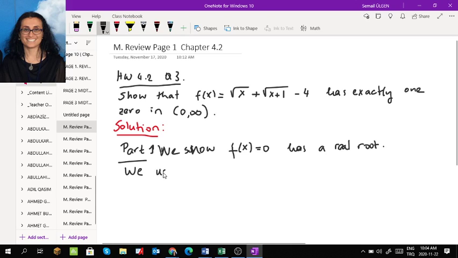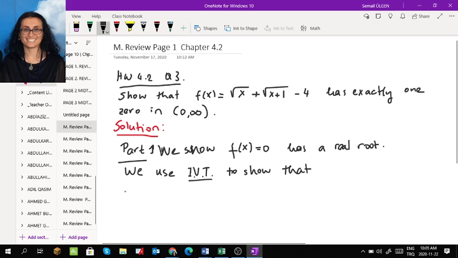We use the intermediate value theorem to show that. This is chapter 2. In chapter 2, we have the intermediate value theorem. And how do we do it? We find 2 points where f takes negative and positive values. Since the domain is 0 to infinity, my numbers have to be bigger than 0. So if I plug in 1 here, 1 and square root of 2.